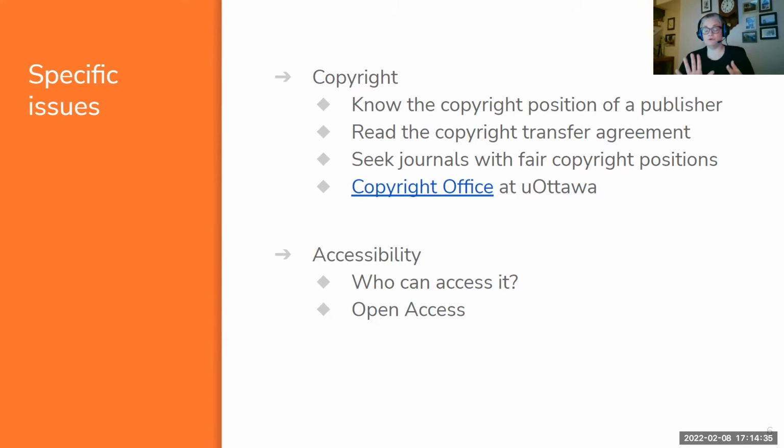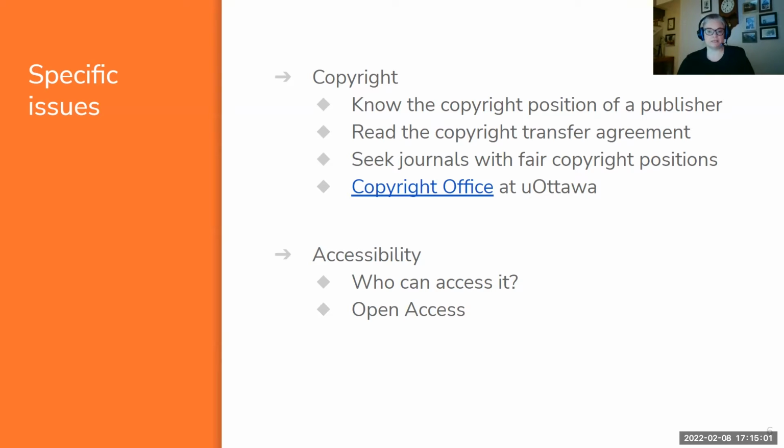And that's even though you did the work. And I know that's not fair, but unfortunately, that's just kind of how copyright works. So you just want to be aware of a specific journal's fair copyright position. And that could take an entire session for us to do, but you can contact the Copyright Office at U Ottawa. Oftentimes they will answer your questions right away. And I've put the link in the presentation that will circulate afterwards.